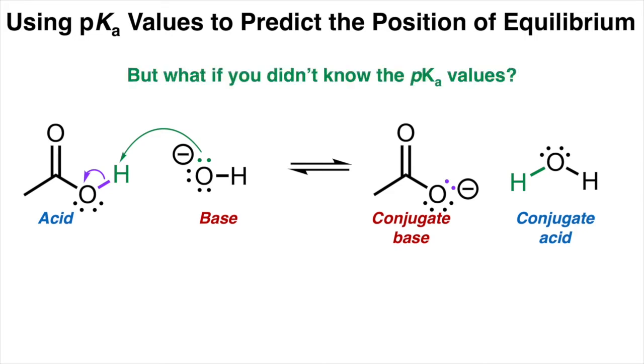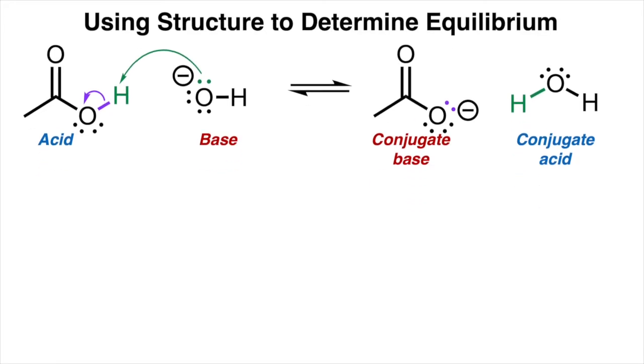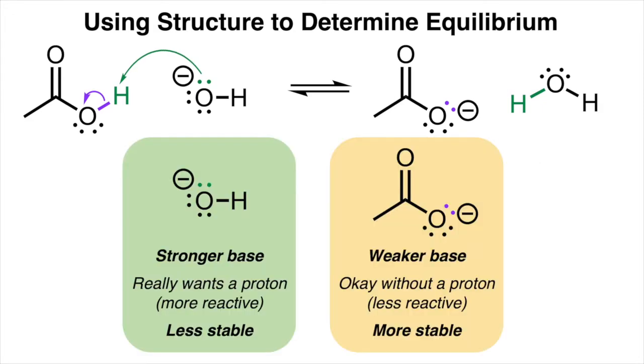But what if you didn't know the pKa values? Well, that's when we turn to using the molecular structure to determine the position of equilibrium. To do this, we're going to look at the conjugate base of each acid. Remember that the strength of acids is opposite to that of bases. By determining the more stable, weaker conjugate base, we can identify the stronger acid.